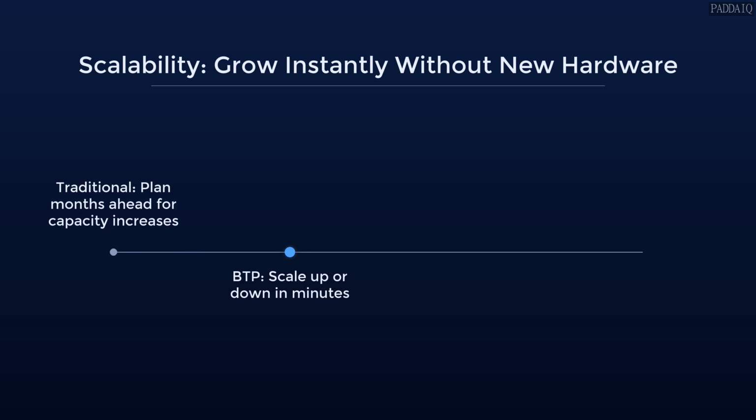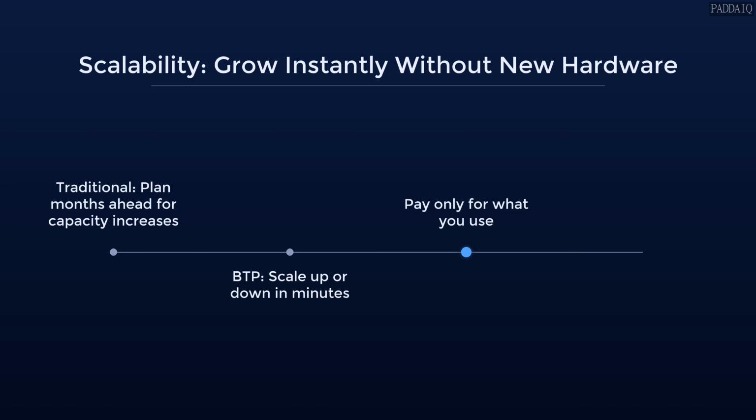BTP, scale up or down in minutes. This means your applications can automatically get more or less computing power based on demand. For example, an online store can instantly handle more servers during a holiday sale spike and then scale back down afterward. This gives you the flexibility to manage workload changes efficiently without any delays.